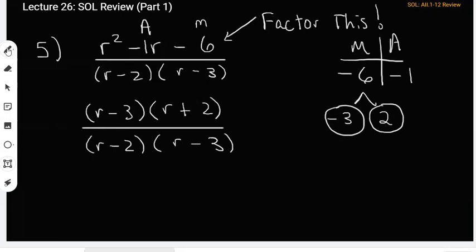Okay, so now that we factored the top, what factors match up on the top and the bottom? The r minus 3 is going to match up with the r minus 3 at the bottom, so I can cancel this one out. If I cancel this one out, what about the one at the top that's left, this r plus 2? It does not match up with this r minus 2, so I can't cross those out. So my answer is still going to be r plus 2 over r minus 2.